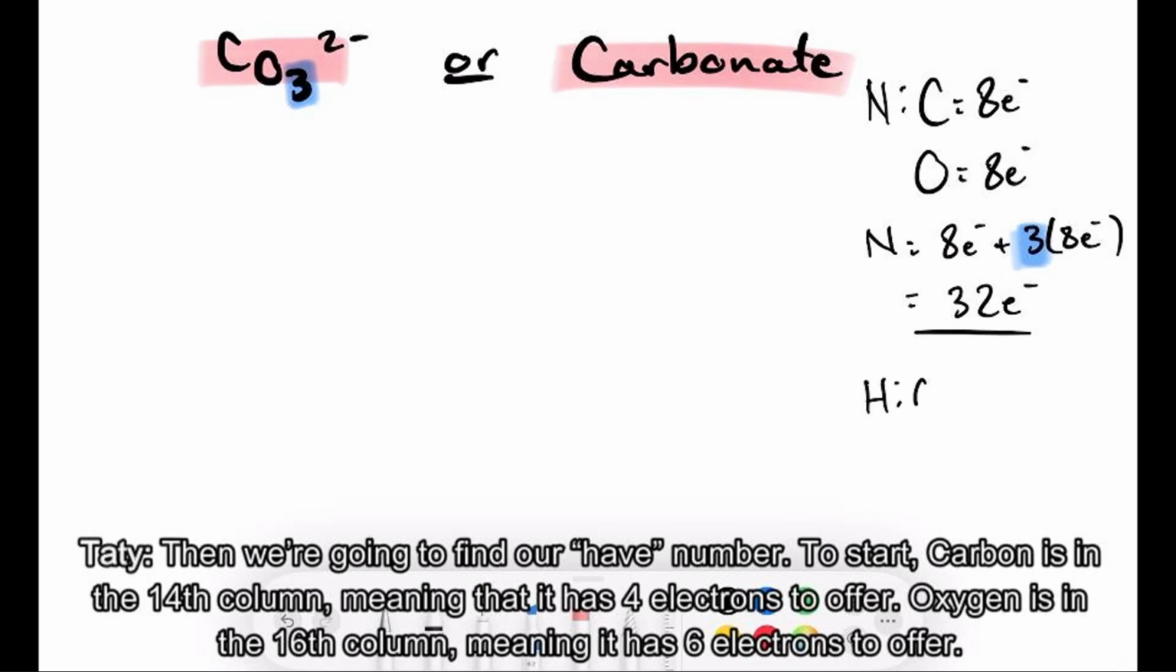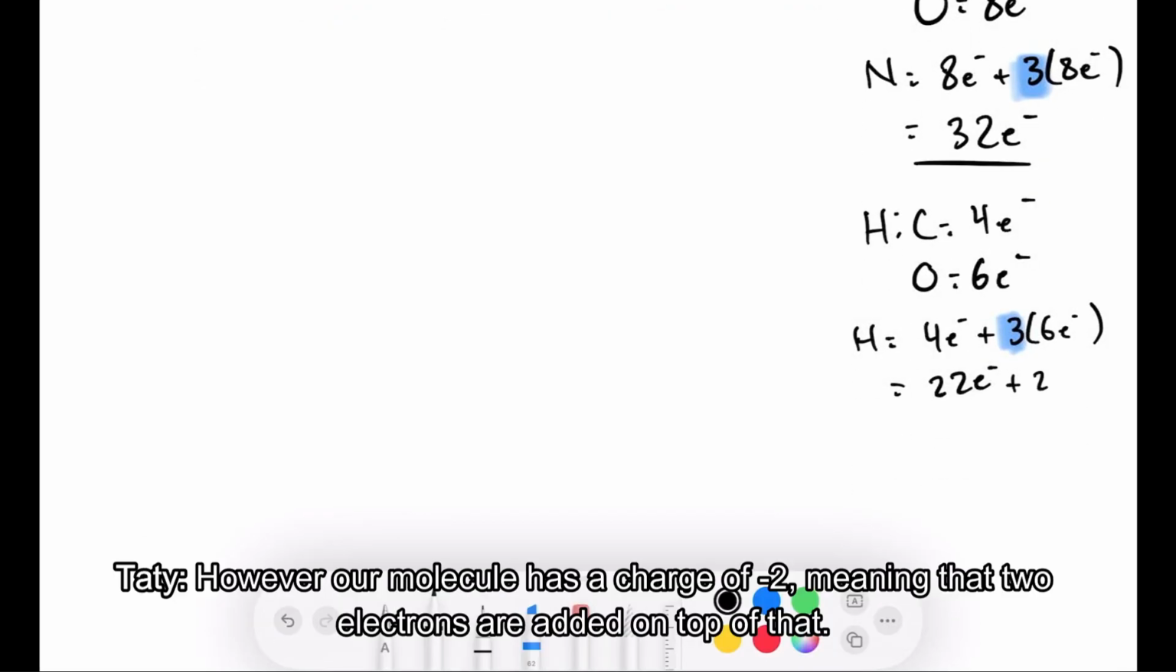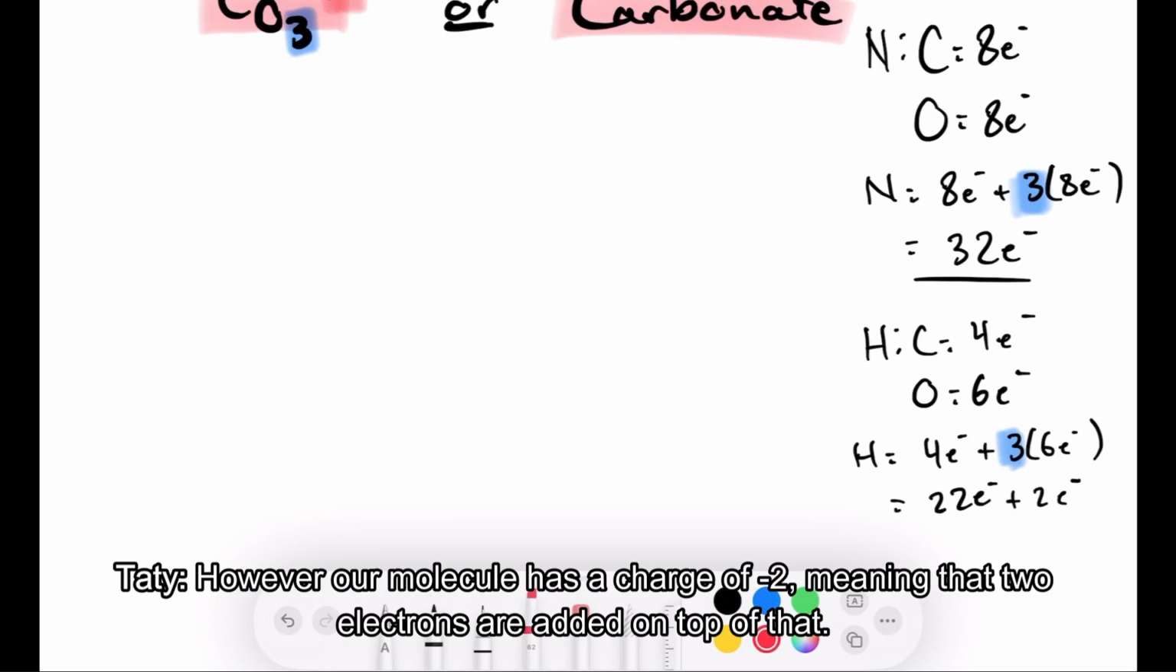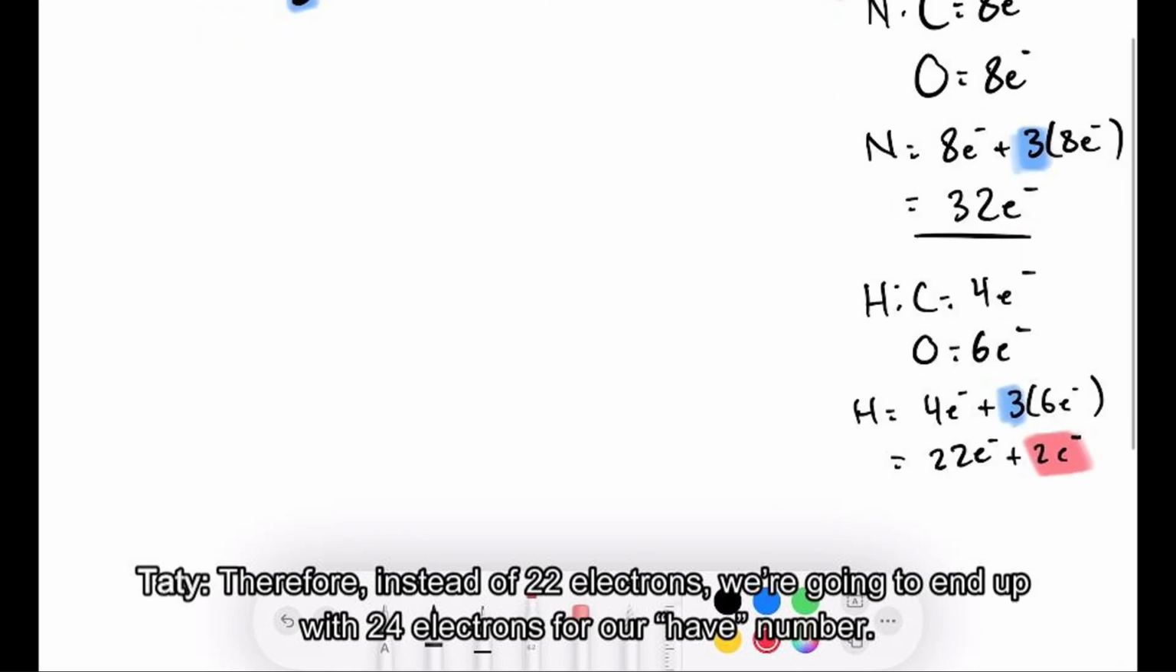To start, carbon is in the 14th column, meaning that it has 4 electrons to offer. Oxygen is in the 16th column, meaning it has 6 electrons to offer. Same process as before, we're going to take our 6 electrons, multiply by 3, representing the 3 oxygens we have, and then add on the extra 4 electrons that carbon has to offer. However, our molecule has a charge of -2, meaning that 2 electrons are added on top of that. Therefore, instead of 22 electrons, we're going to end up with 24 electrons for our have number.